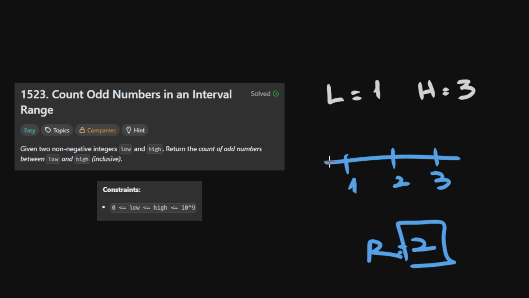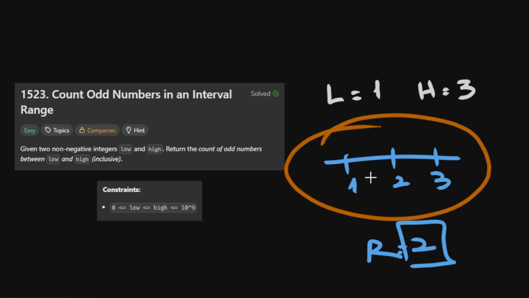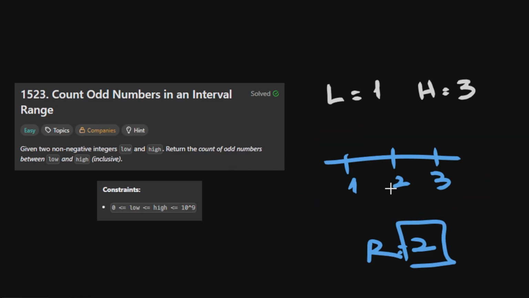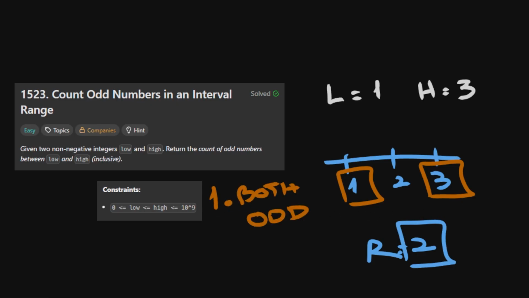And this is one possible solution. We know that roughly half of the numbers in this range are odd. So if we consider only left and right bounds, we have three different scenarios. One is both numbers are odd. And that's this scenario. Here we can take the total amount of elements within this range, divide it by 2 and round up the result.